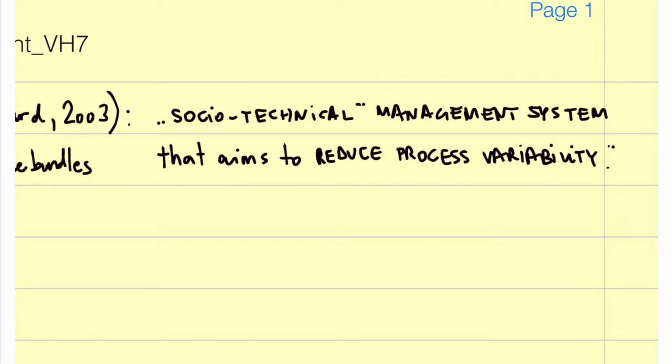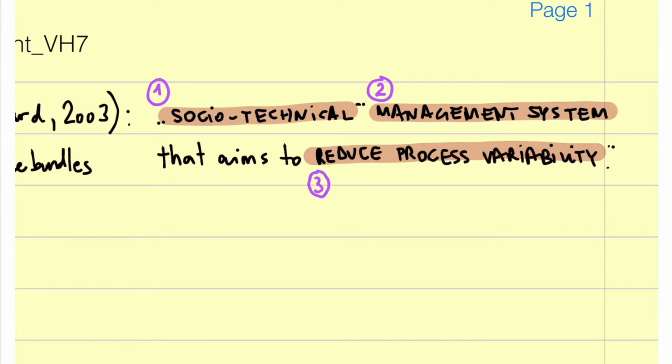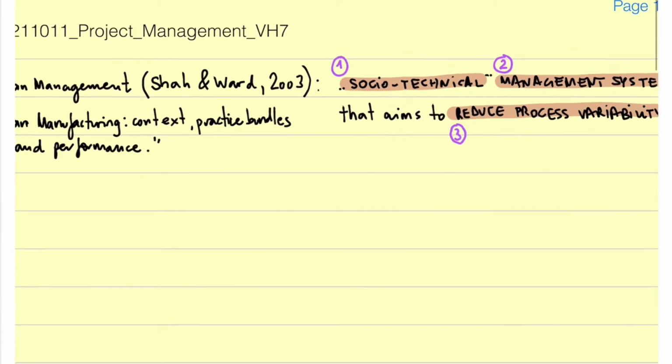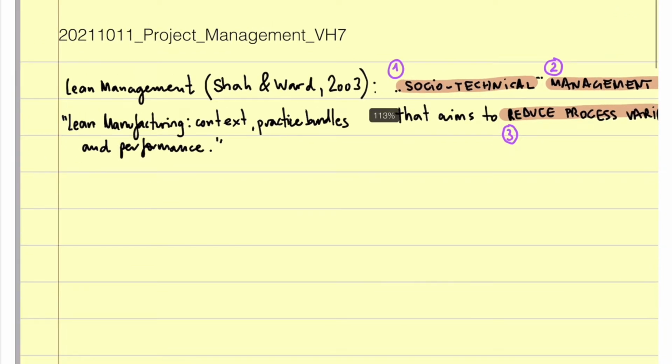Okay, there are many concepts here. The first one is a socio-technical. We will look at each one of them, okay? First one is a socio-technical. The second one is we look at the management system. We looked at it, what a management system is, the other day. The third one is that aims to reduce process value stream variability. And these three concepts are important. So let's look at the concept of socio-technical. What is meant by a socio-technical system?